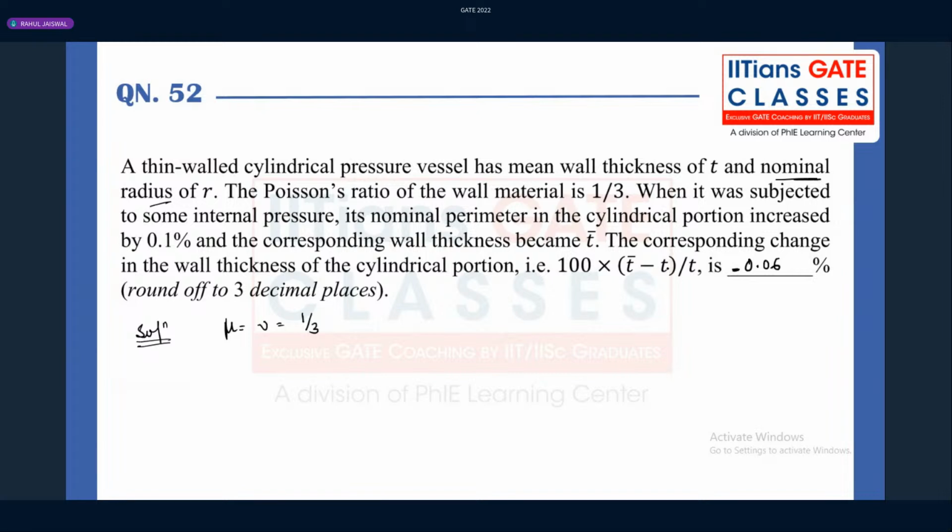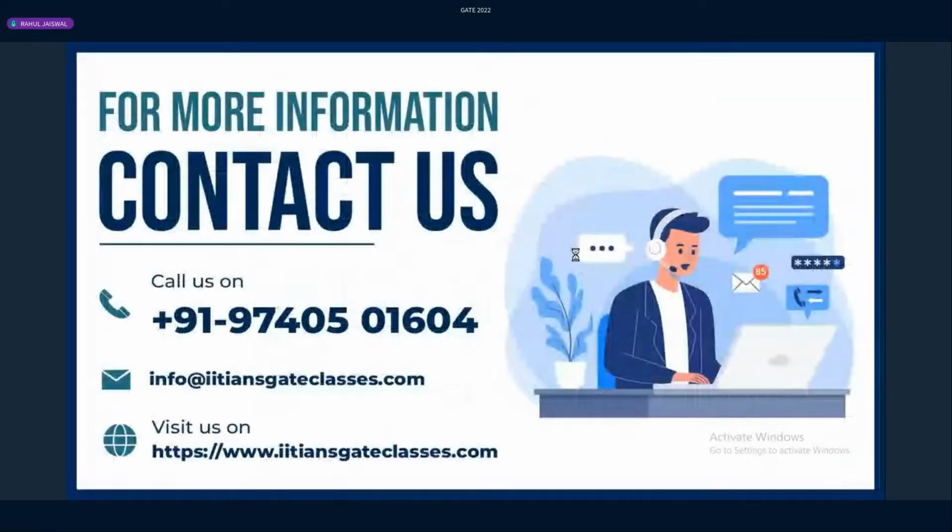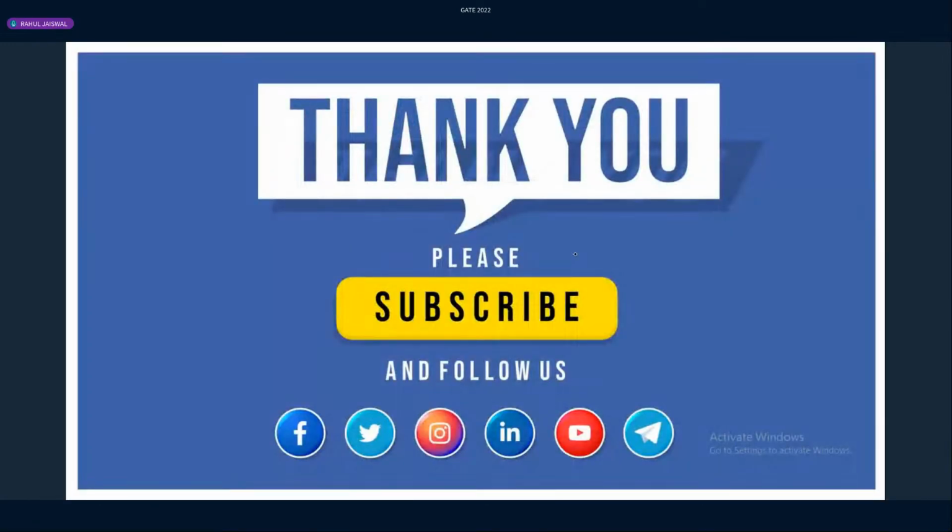Final thickness minus original thickness, by original thickness. Change in thickness, what they are asking, guys? Change in thickness by original thickness into 100. And that is what we got as the answer, right? So these are the things, guys, you need to understand while solving the problem, right? Thank you.